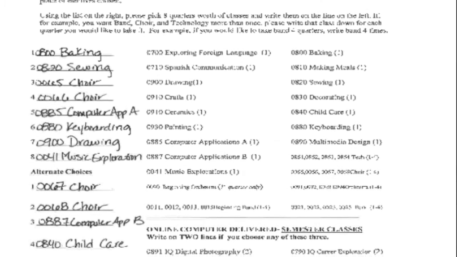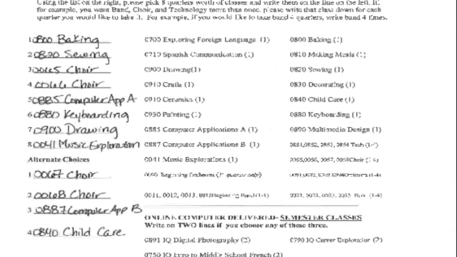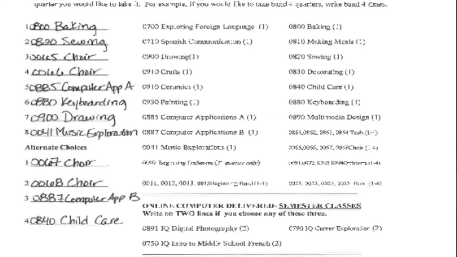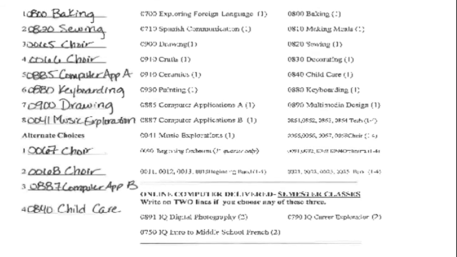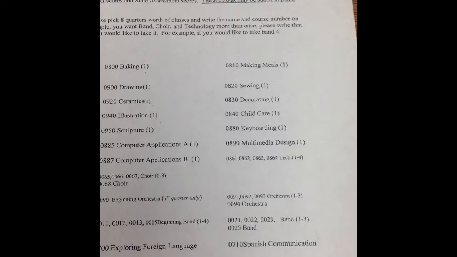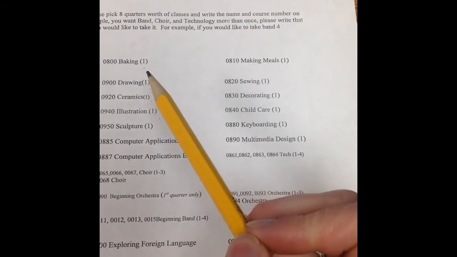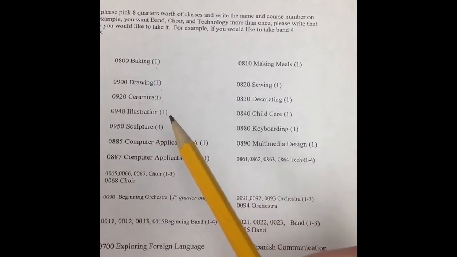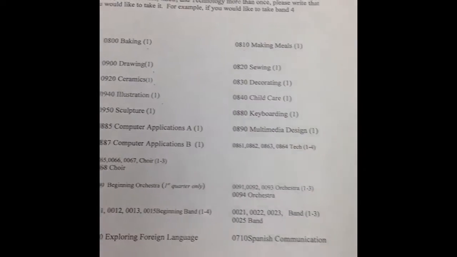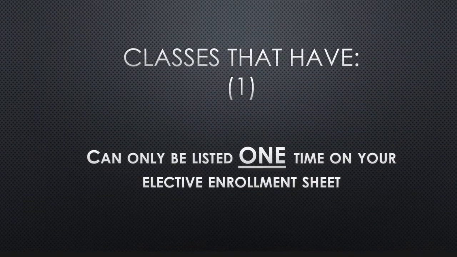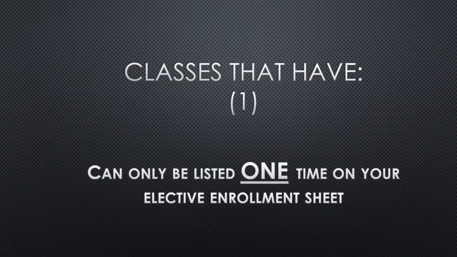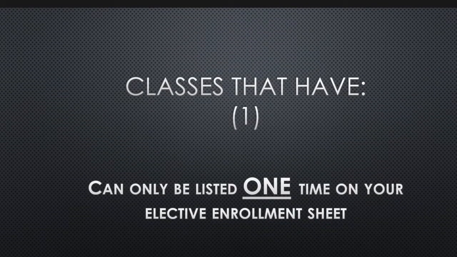As you start to make your way through the list and decide the order in which you're going to place your classes, pay careful attention to the number in parentheses listed behind the class. If it has a 1 behind it, that means you can only take the class 1 time. That also means you can only list that class 1 time total on your elective enrollment sheet.